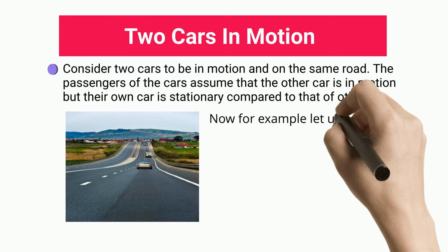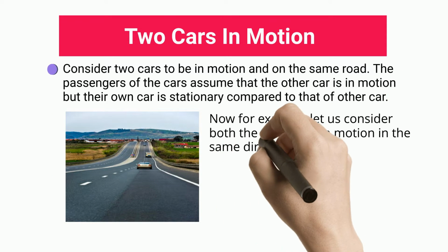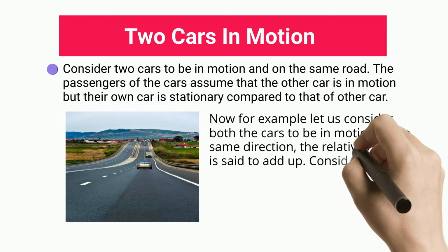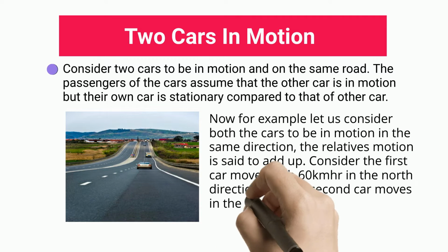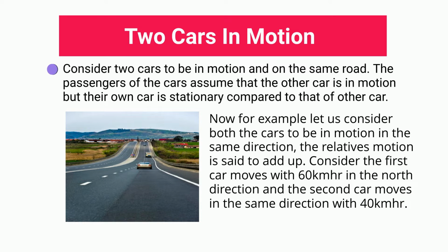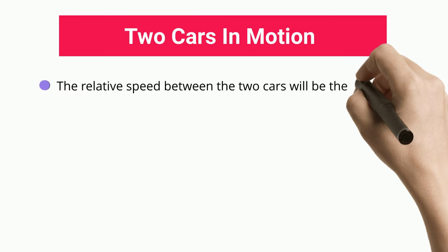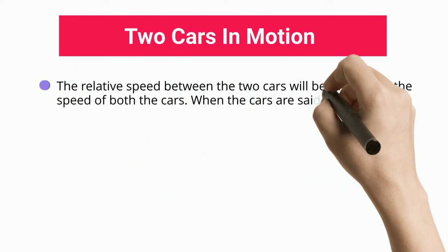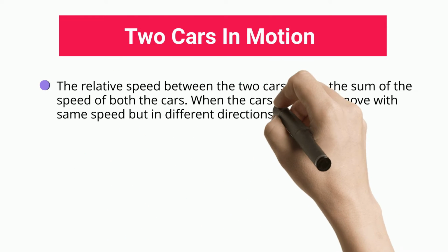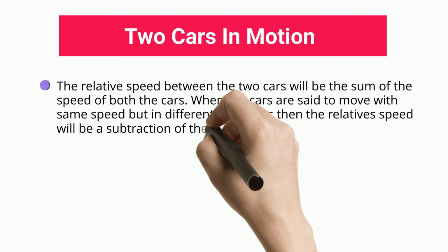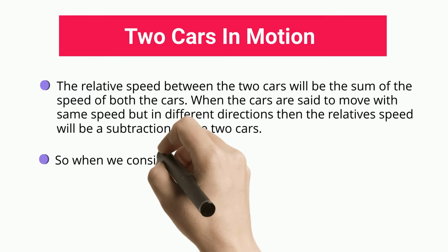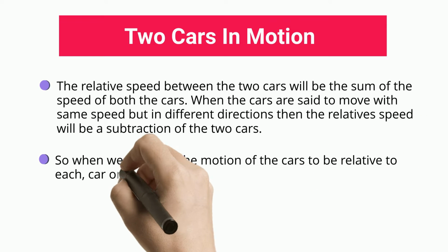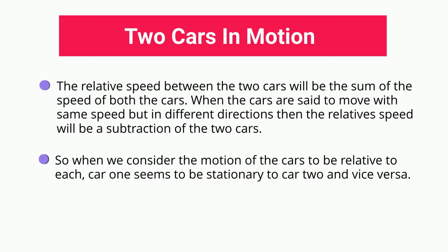Now for example, let us consider both the cars to be in motion in the same direction. The relative motion is said to add up. Consider the first car moves with 60 km/h in the north direction and the second car moves in the same direction with 40 km/h. The relative speed between the two cars will be the sum of the speeds of both the cars. When the cars are said to move with the same speed but in different directions, then the relative speed will be a subtraction of the two. So when we consider the motion of the cars to be relative to each other, car 1 seems to be stationary to car 2 and vice versa.